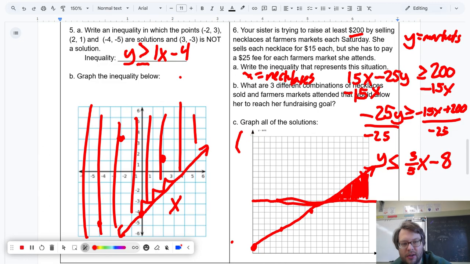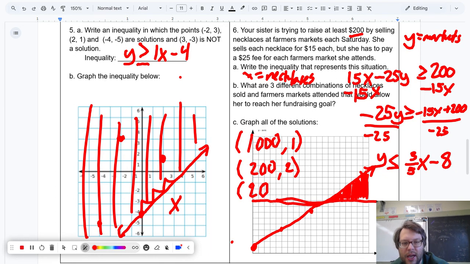She could sell 1,000 necklaces and go to one farmer's market. She could sell 200 necklaces and go to 2 farmers markets. Or she could sell 20 necklaces and go to 4 farmers markets. I think that works. 20 necklaces times $15 is 300. 4 farmers markets is 100, so that would be right on the boundary.